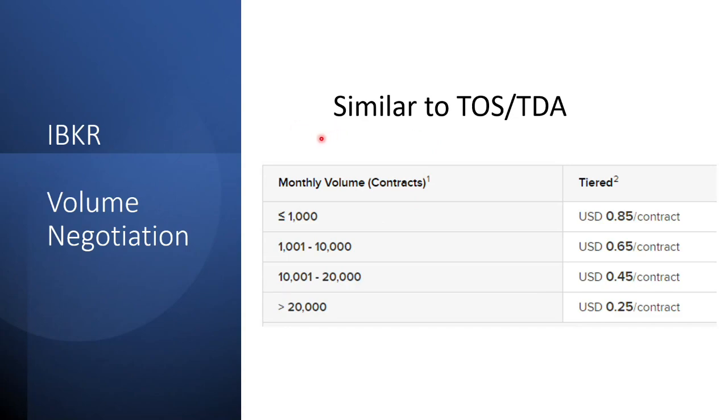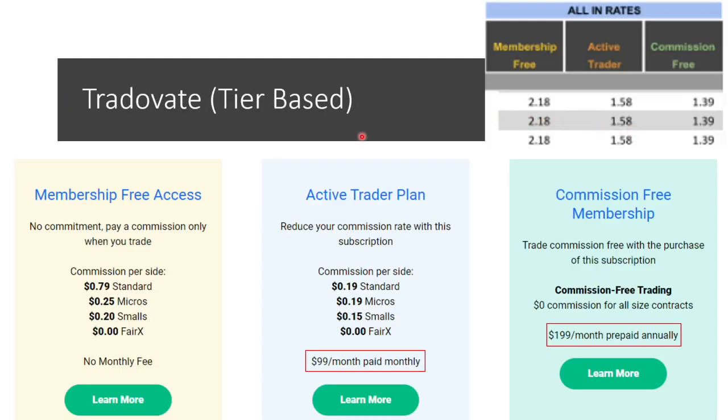So I'll be going through each broker now. Interactive Brokers has something similar to Thinkorswim/TDA. They have a volume negotiation. For TDA, you have to call them and ask for it to be lowered. For Interactive Brokers, it looks like it gets set automatically. So if you trade under 1,000, it's set to 0.85 per contract, which is already pretty good. And if you trade more, it'll get lowered. So higher volume, lower commission.